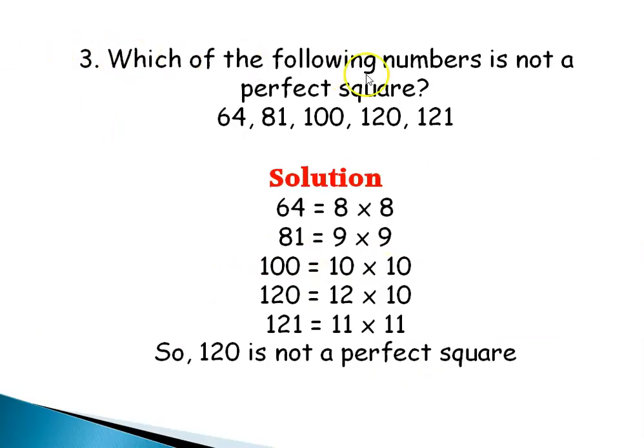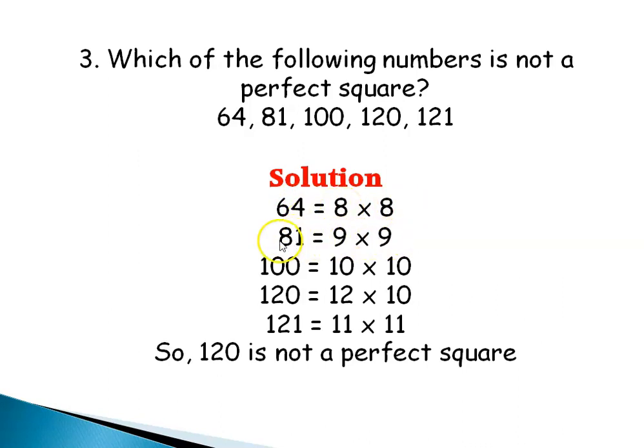Question 3. Which of the following numbers is not a perfect square? When you say perfect square, you're talking about a number that requires you to multiply another number twice, the same number twice. So let's express all of these as perfect square. This is 64. 64 is 8 times 8. That makes it a perfect square because I'm multiplying 8 by itself.